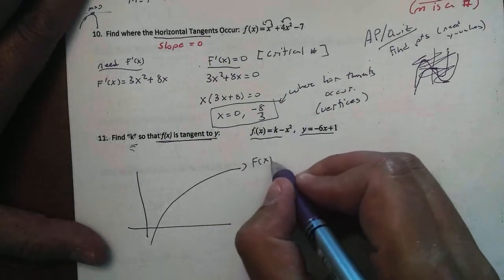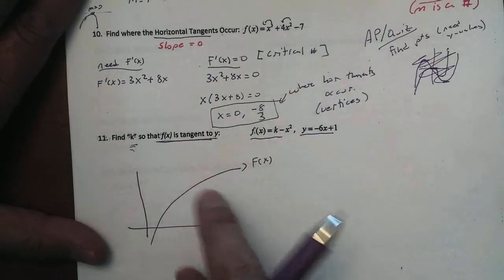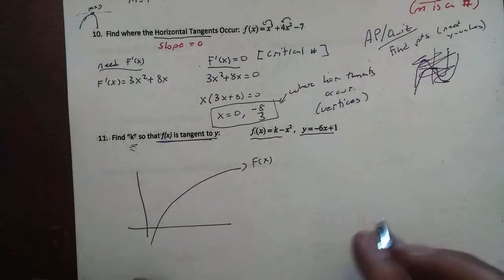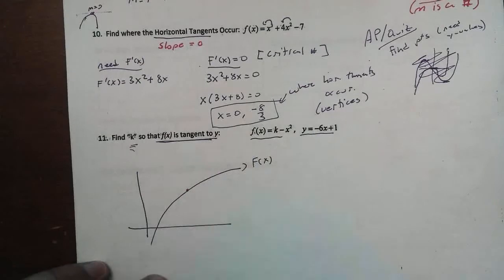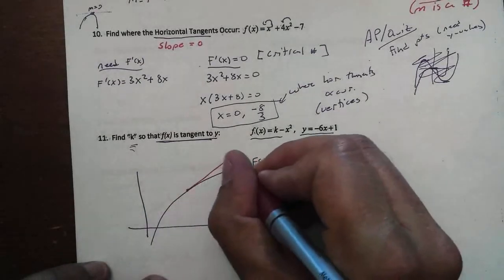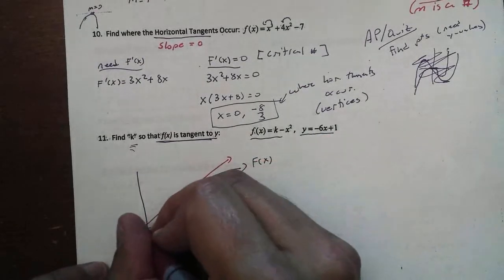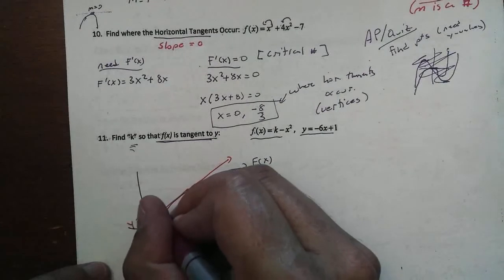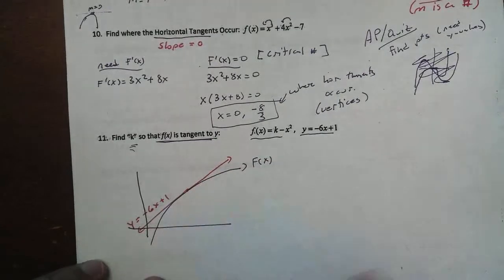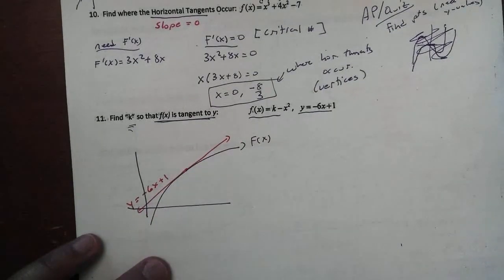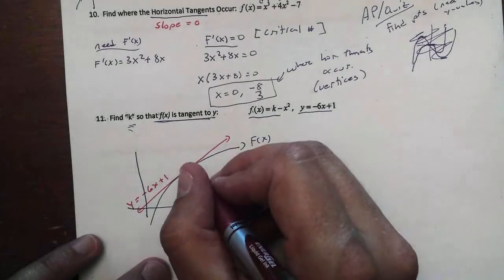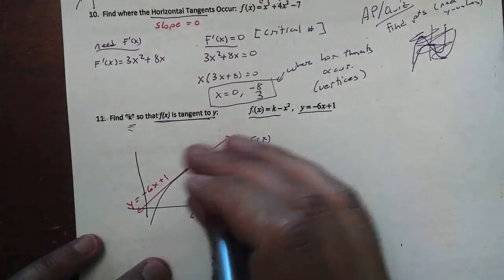Now f of x is curvilicious. This is not drawn to scale. Okay? And somewhere touching that, we have our graph of y. There's y equals negative 6x plus 1. Again, not drawn to scale, but the idea is kind of here. So what we're looking for is, of course, where they must occur.